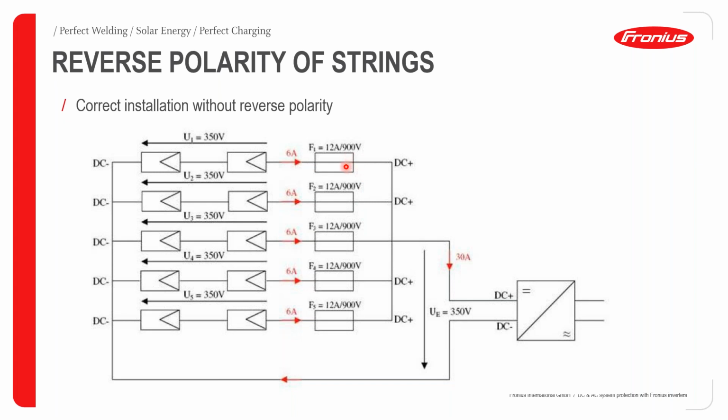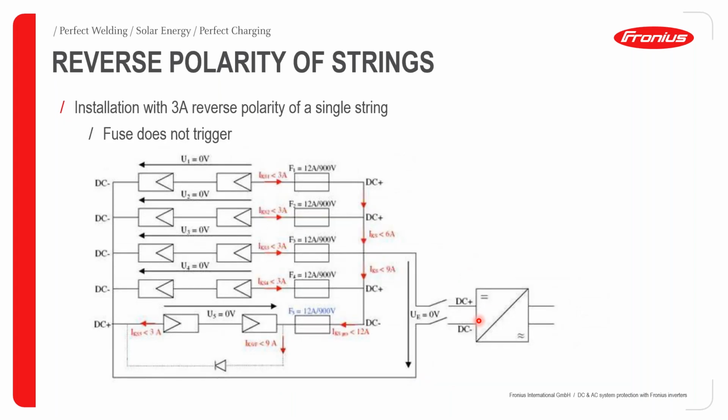So in this case, we have a fuse rated 12 amps and 900 volts. We have the branch current for each string at 6 amps. So the summation of all the branch currents gives us 30 amps. And then the voltage of each string in parallel is 350, so the summation is 350. And this is the current and voltage of the system of the power coming to the inverter.